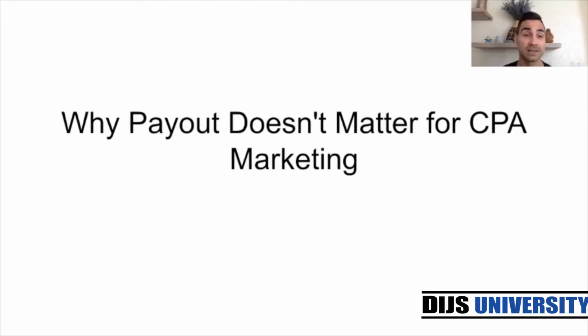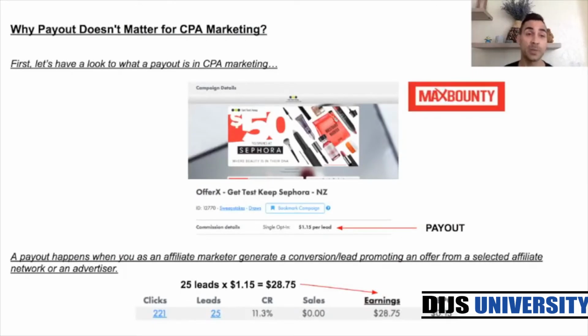So the first slide is up here: why payout doesn't matter for CPA marketing. Let's have a look at what payout is in CPA marketing first. If you are new to CPA marketing, maybe you don't know what payout means, so let's clarify that first to understand what we are talking about. The payout is what you get paid for the conversion you produced within your affiliate network or for the advertiser.